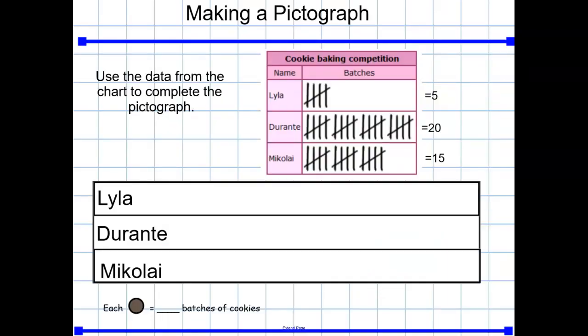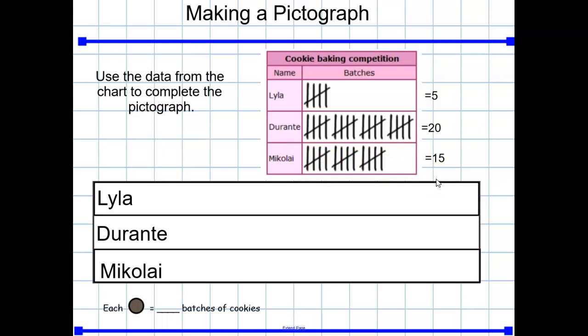Okay, sweet peas, today we actually get to make a picture graph using information from a data set. So here is my data set, which just tells me the number in each category. So let's look. The title says cookie baking competition. Okay, so I know this whole thing is about a cookie baking competition. And the categories are the names of different people and the batches of cookies that each person made. So Lila made 5 batches, Durante made 20 batches, Mikale made 15 batches.